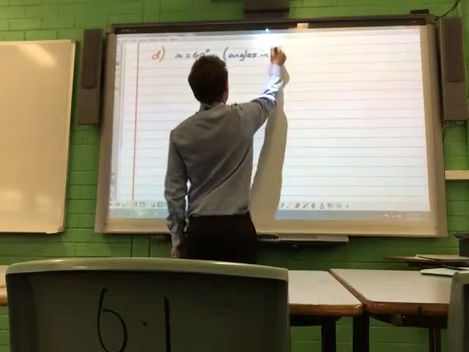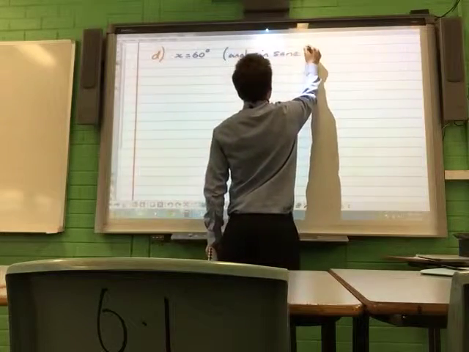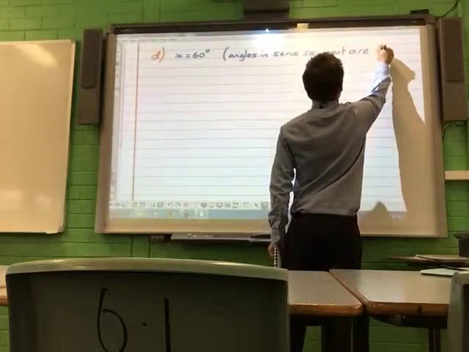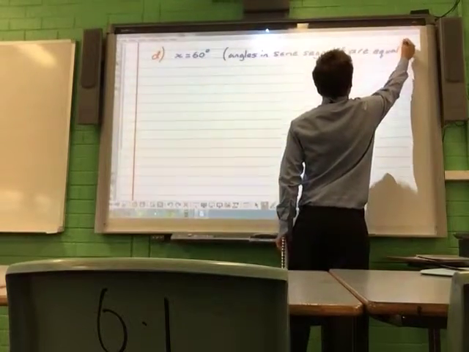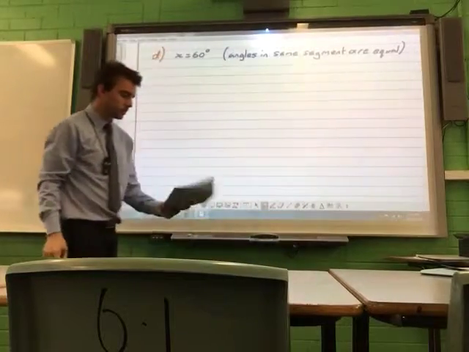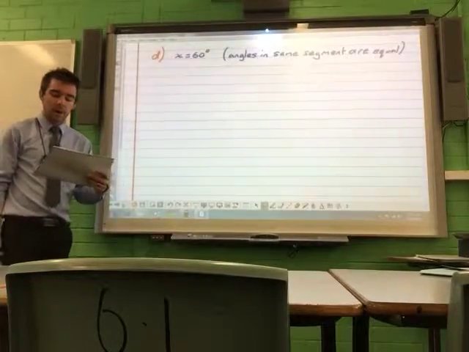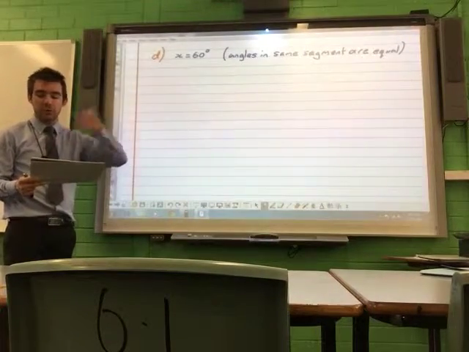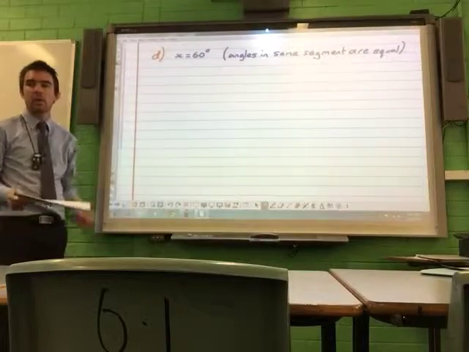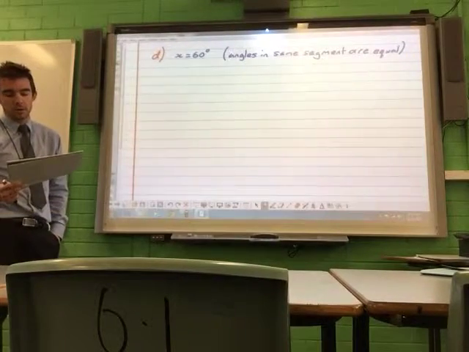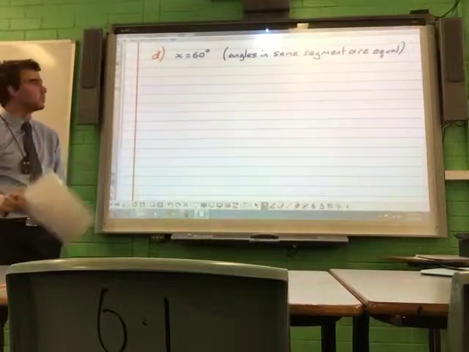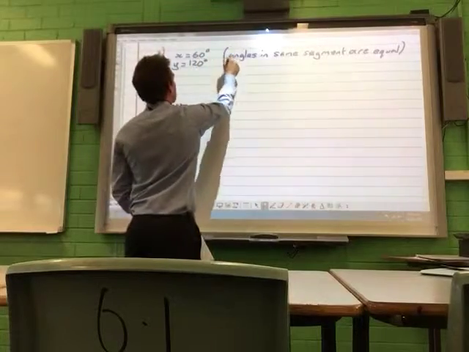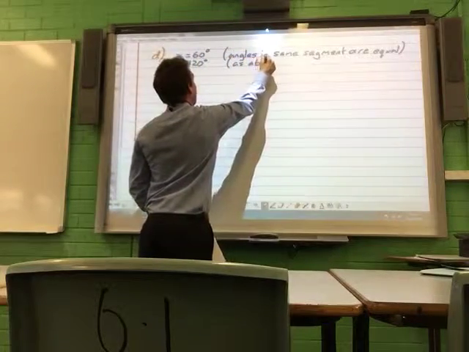Angle in the same segment are equal. And what about y? Same thing? Yep. Alright, so we've drawn two chords and then we have crossed the endpoints of those two chords to the other end of the opposite chord. So y will be 120 degrees. Reason as above.